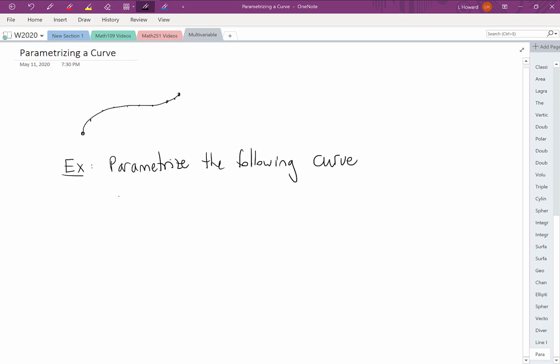So we're going to do 3 examples here to get some practice parametrizing curves in a few different contexts. So let's say for part A, the curve that we're trying to parameterize is a line segment. When we say line segment, we mean straight line segment between 2 points in 3D. Let's say we're going from point 1, 2, 3 to the point 7, negative 6, 5.